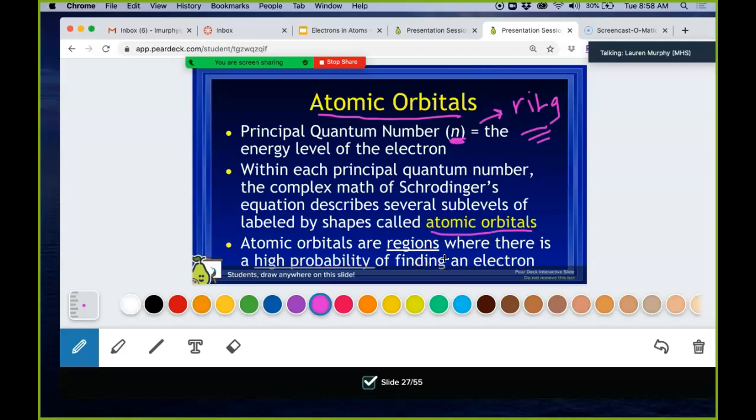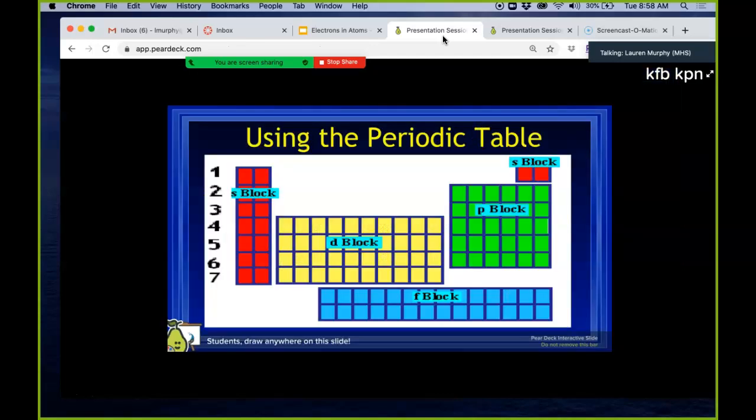And he found out that these orbitals actually ended up having shapes. They're not just perfect little rings around the nucleus. So the atom is just a lot more complicated than Bohr's model. Okay, we're going to reference Bohr's model because it's going to make life easier, but it is really a lot more complicated. So let's talk about orbitals.